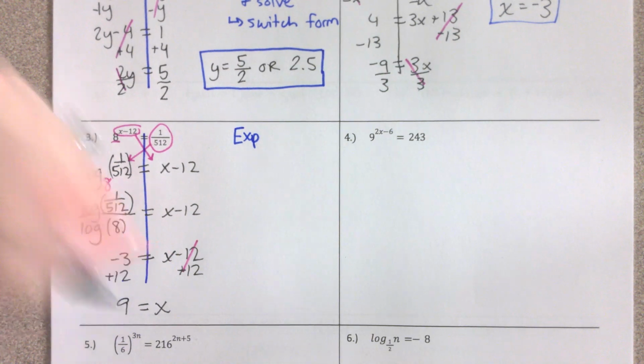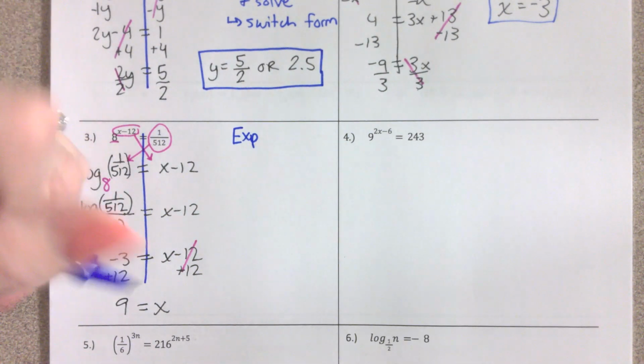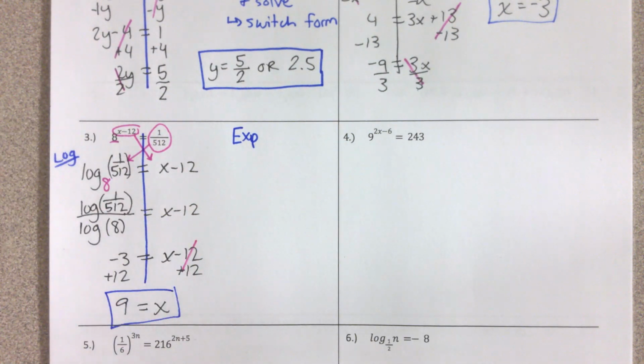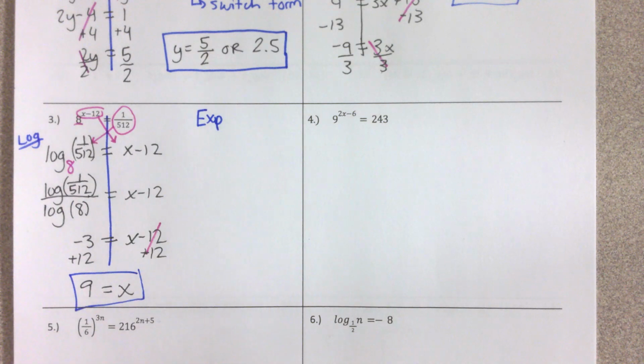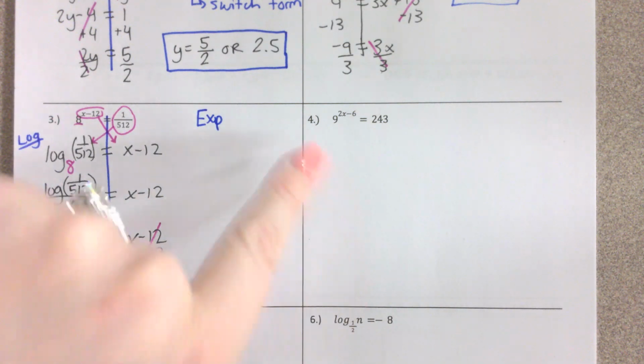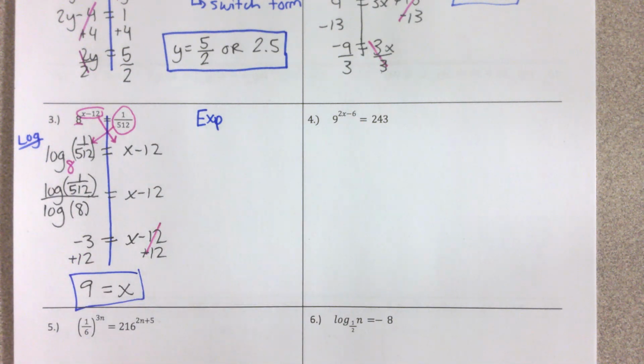X is equal to 9. So, easy to do if you're just switching the form as well. Number 4, I will show you both ways. I will go ahead and switch the form first since I just showed you how to do that. It's probably still fresh. And then I'll show you how to get the same base if you don't remember how to do that but want to do that instead of switching the form.